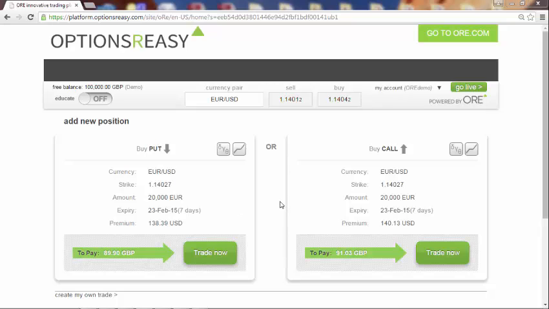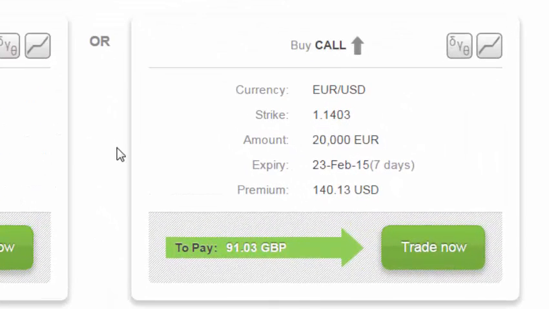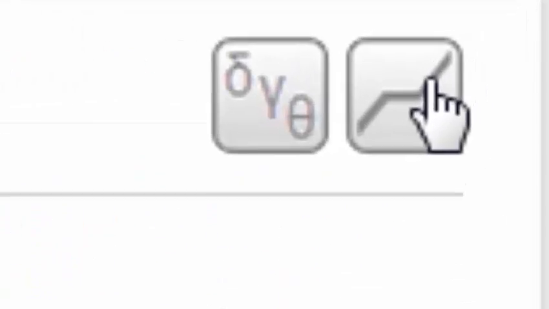Now let's focus on the call option for now. Here I am speculating on the price of euro-dollar over the next week. And if I think this pair will rise, I can reserve the current rate of 1.14, and this will cost me $140. Now, to view the potential profit from this trade, I click on this chart icon here.